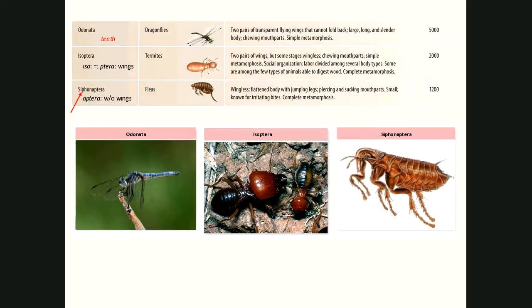Termites are Isoptera. Iso means equal. So in this case, they have two pairs of wings, although some are wingless, and the wings are equal in size. These are the termites. A lot of social organization in these organisms.